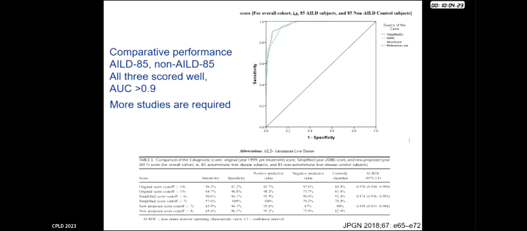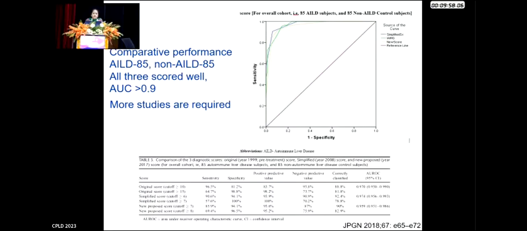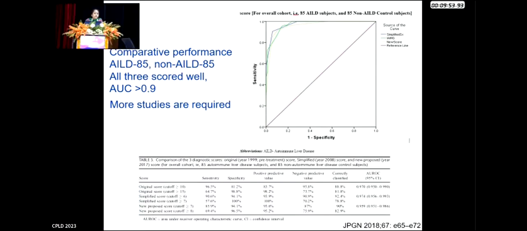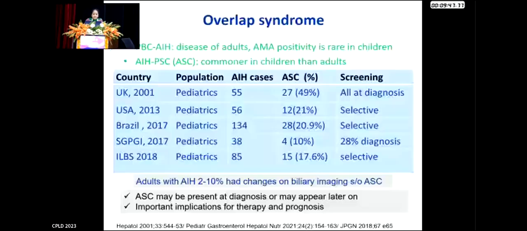But this is a study from ILBS where they have used all three scoring systems and they have shown that all three of them compare equally for the diagnosis of autoimmune hepatitis. So you can use any of the three, but they have their own limitations and you should use the appropriate score in the right setting.